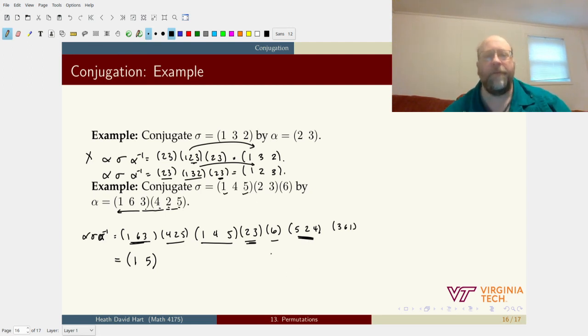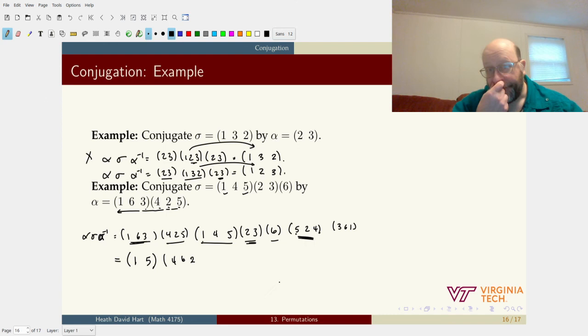So let's see what happens to this 4 that's in the middle here. This doesn't do anything to 4. 4 goes to 5. Nothing happens to 5. 5 goes to 1. Nothing happens to 1. 1 goes to 6. Okay, let's see what happens to 6. 6 goes to 1. Nothing happens to 1. 1 goes back to 4. But then 4 goes to 2. And then nothing happens to 2.